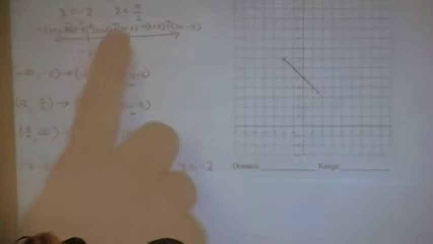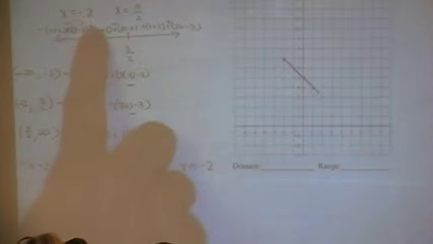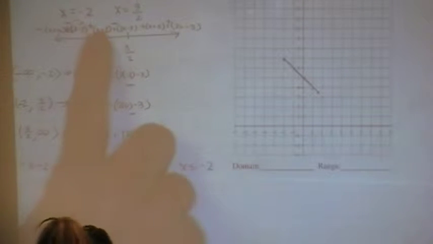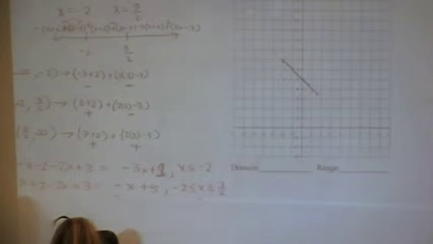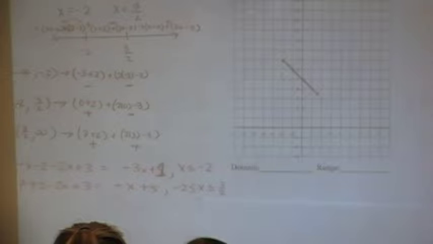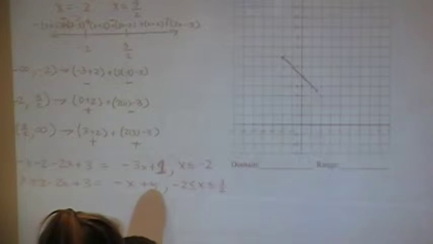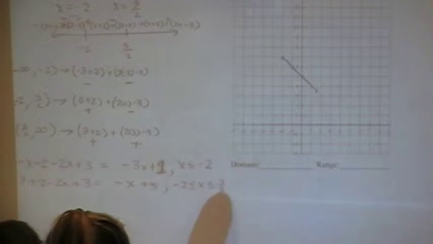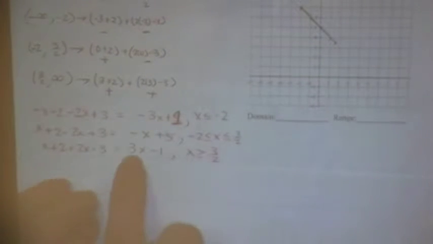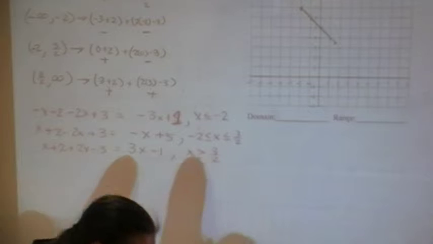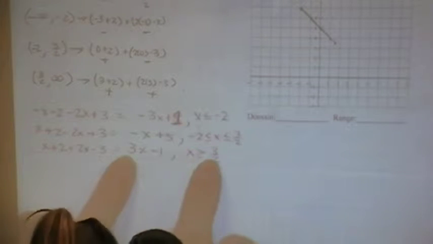Then on this middle piece, I have the positive that I'm going to distribute to x and to 2. So you end up with x plus 2 minus 2x plus 3. And then simplify that. When I simplify that, I get negative x plus 5. That's on the middle interval from negative 2 to 3 halves. And then the last one, they're both positive. So you end up with x plus 2x minus 3. Combine like terms, and I get 3x minus 1. And that's for the interval of x is greater than or equal to 3 halves.